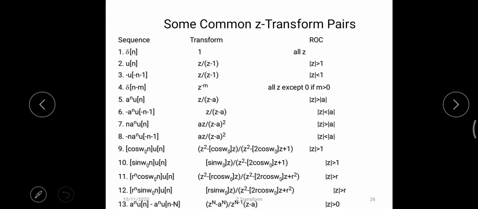These are the common Z transform formulas. A few formulas I have already discussed and a few are already given. Some formulas, that is the 6th, 7th, 8th, 9th, these things you can prove by applying the properties of Z transforms. So the corresponding ROC also I have mentioned. This you can go through.